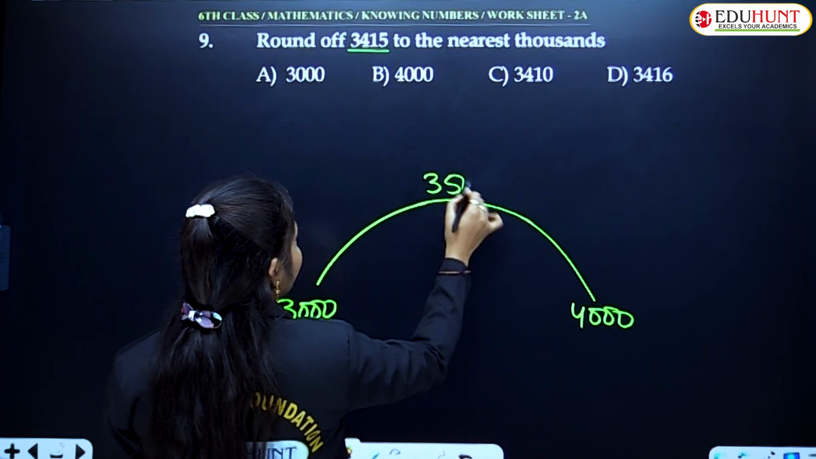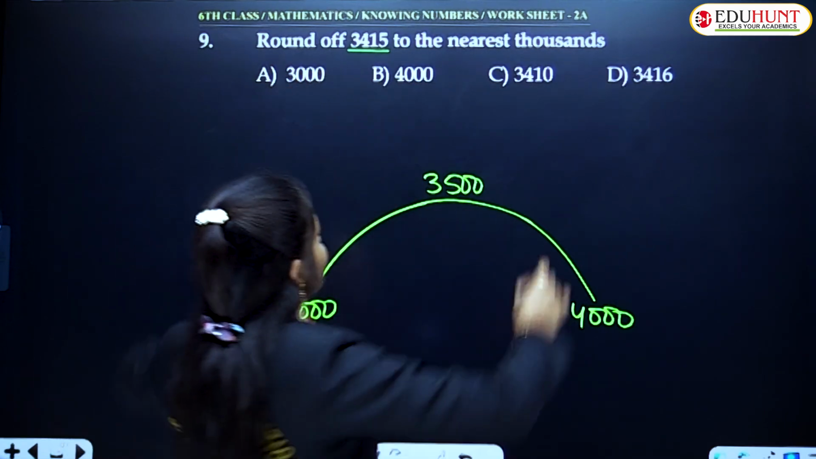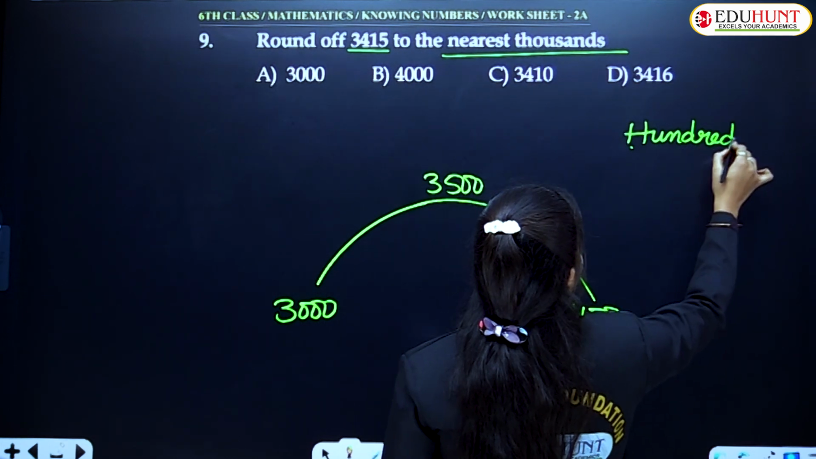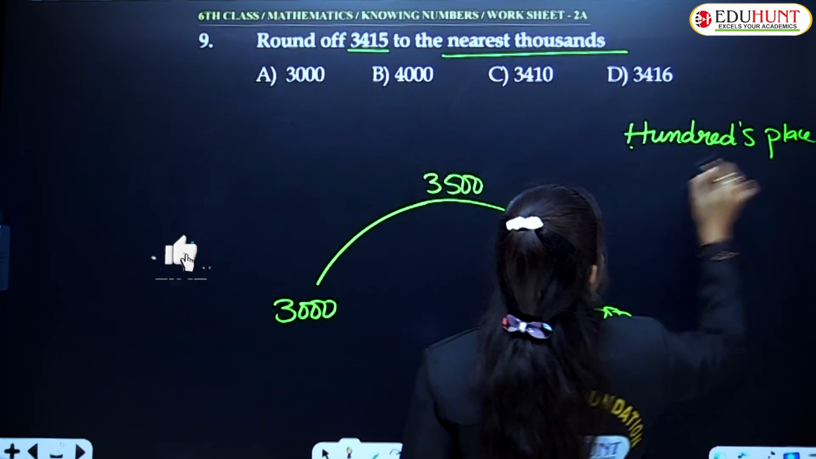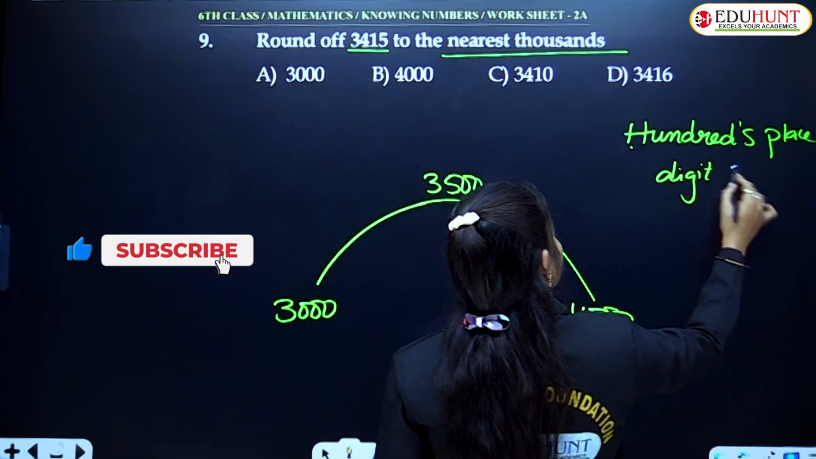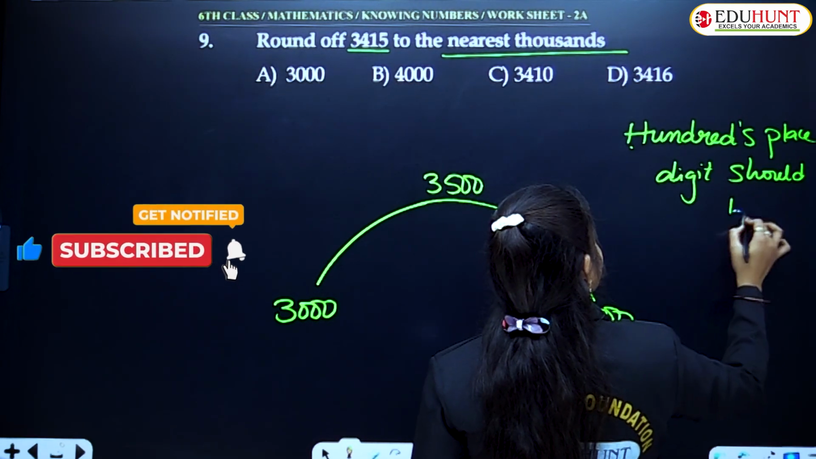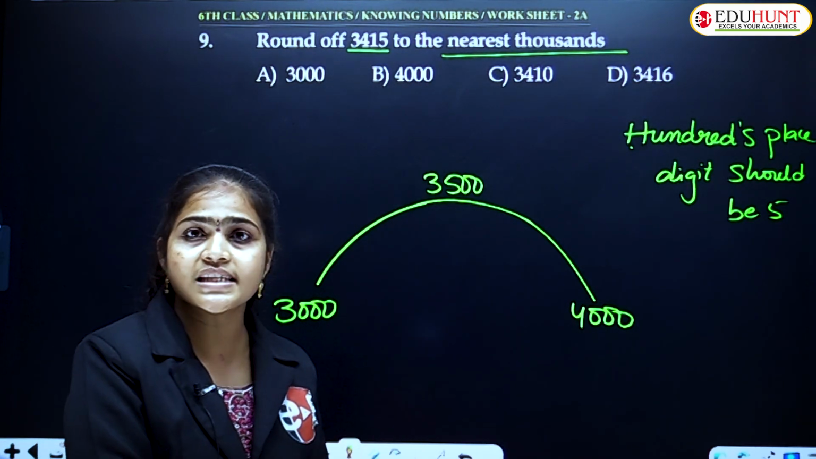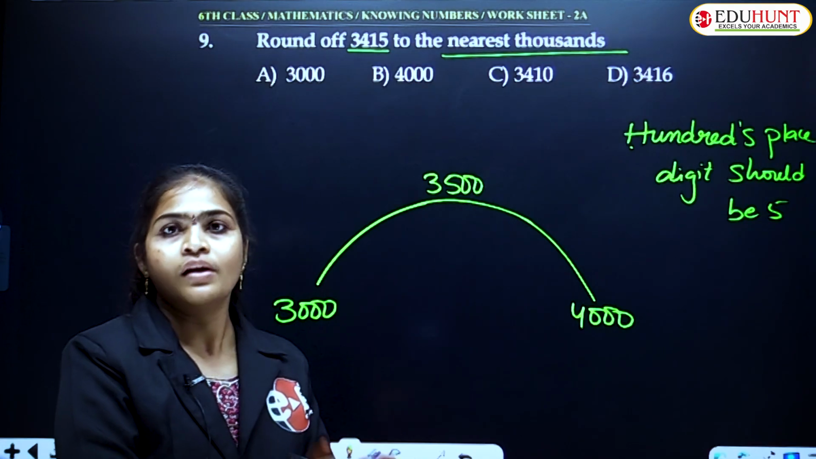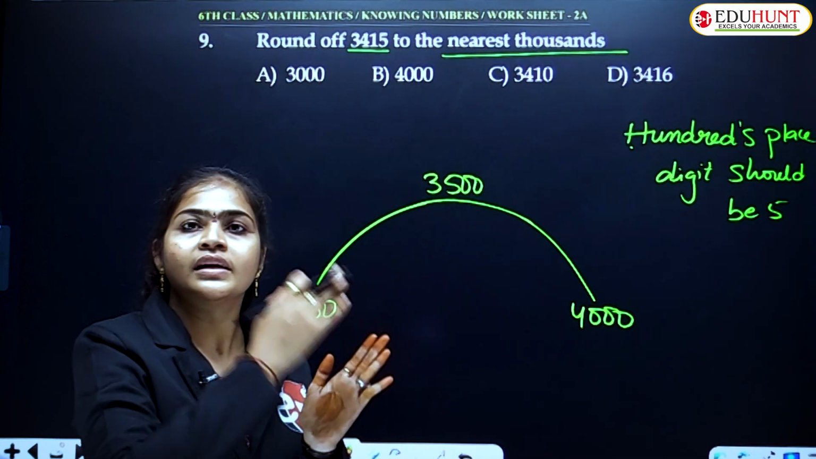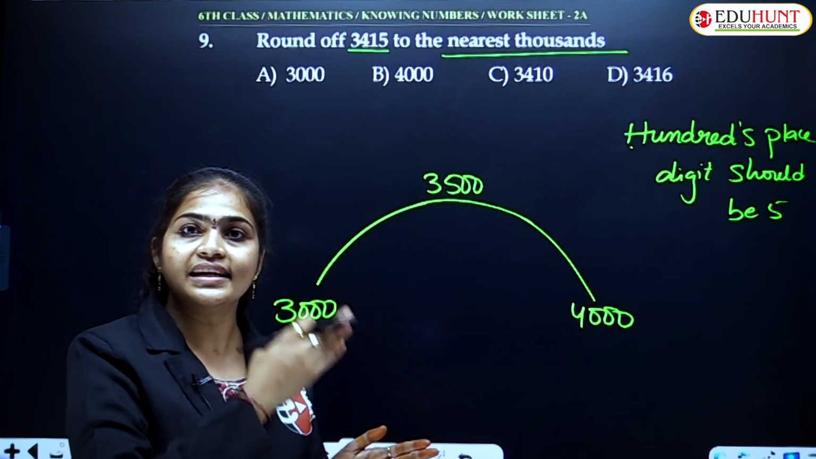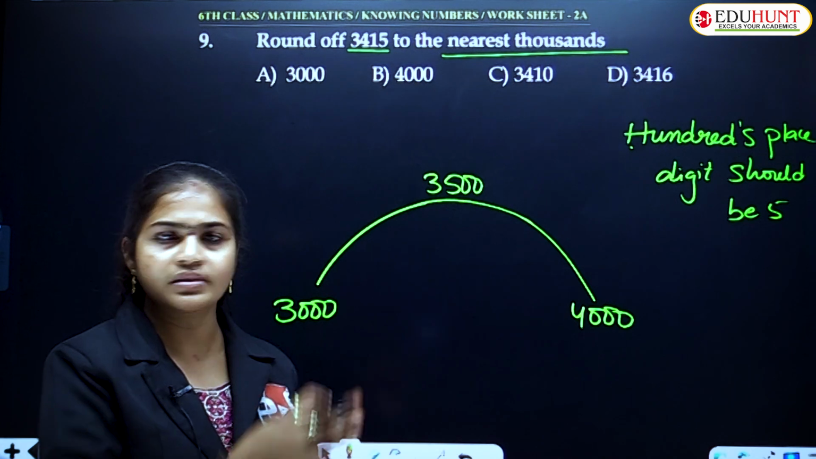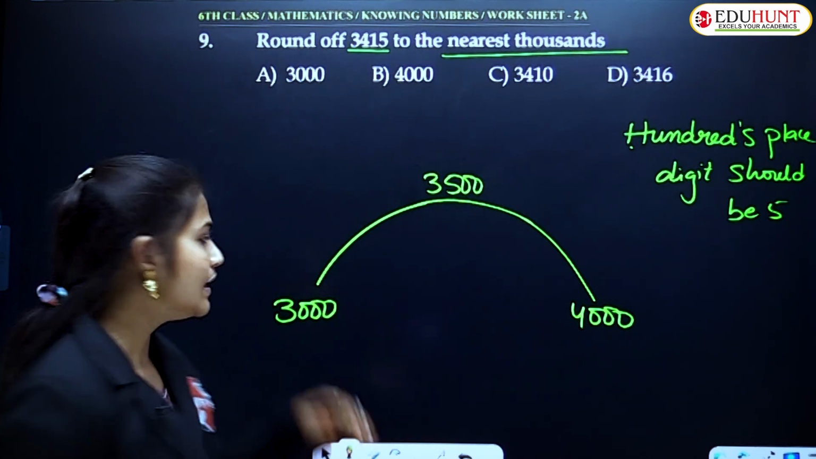Here 3,500. Why? Because while you are writing the nearest thousands, the hundreds place digit should be 5. While you are writing the nearest tens, the units place must be 5. While you are writing the nearest hundreds, the tens place should be 5. While you are writing the nearest thousands, the hundreds place must be 5. Understood? Leftover digits are zeros only. Okay. Now see here.